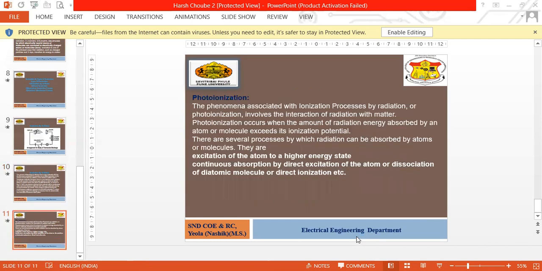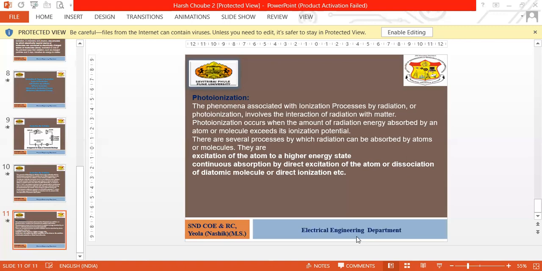Now next one, photoionization. What is photoionization? The phenomenon associated with ionization processes by radiation is called photoionization. It means that by radiation, energy is given to the medium so that electrons are removed. It may be photoionization, it may be ionization due to collision. In photoionization, radiation energy is given to the cathode, and due to this radiation energy, electrons are removed from the cathode. So it is called photoionization.